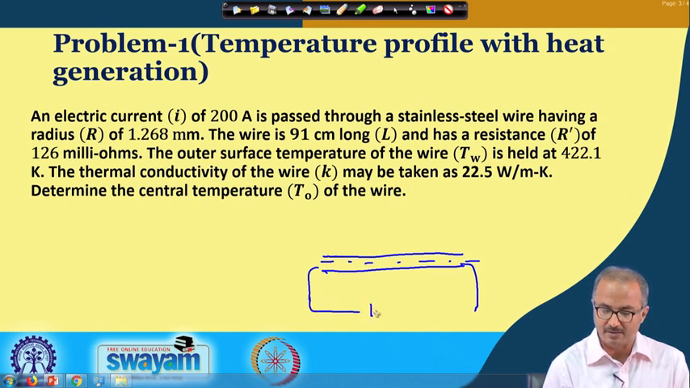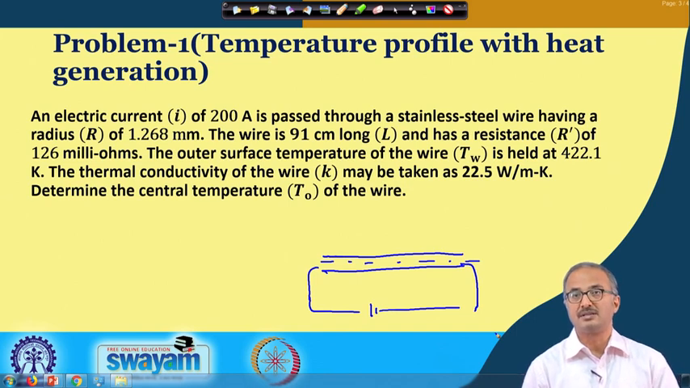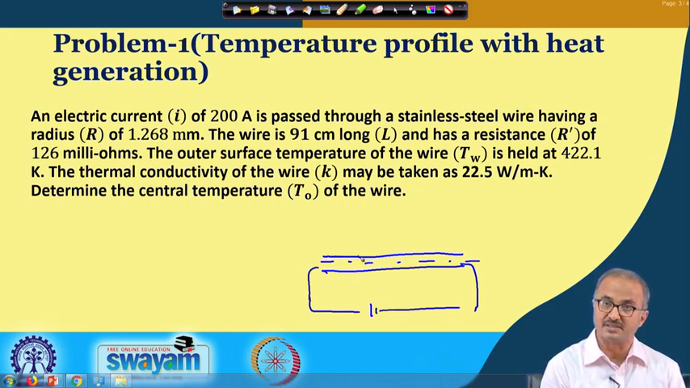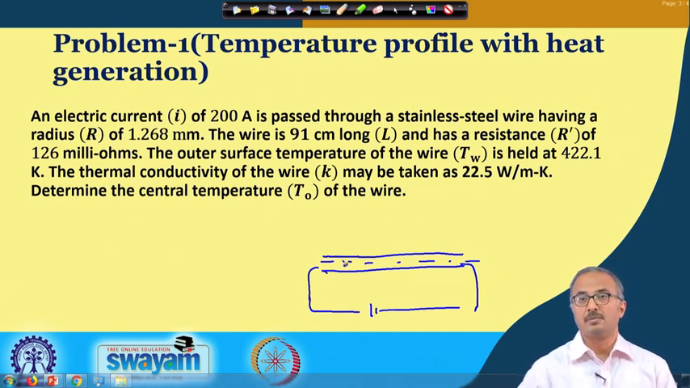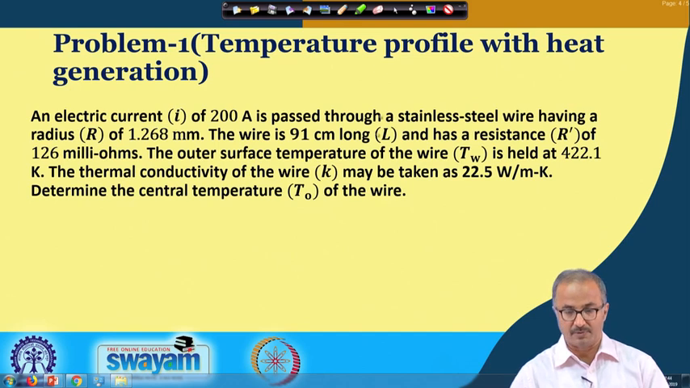Maybe there is some battery or cell by which you are passing the current, and due to this there is a heating, and that is the Joule heating we call it. And the outside temperature is given. So, we are asked that due to this heating of the wire, what is the temperature at the core of the particular wire. Now, let us see how we are going to solve this particular problem.